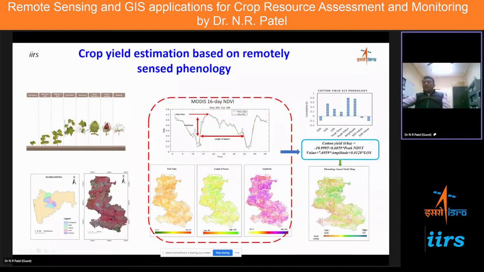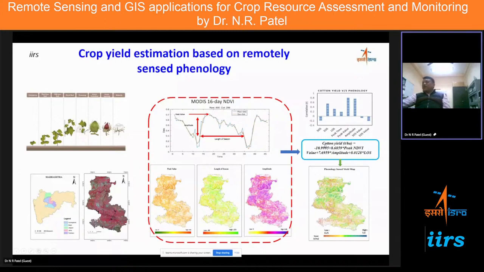So here you see, this is the start of growth. Emergence will take place. The crop reaches the peak growth stage. This is an NDVI curve, weekly, for the whole year. So here you see, this is the start. Then the crop reaches the peak growth stage. Then the crop starts maturing, senescence, and it is almost harvested. So this is called the length of growing season. This is the peak NDVI, then peak time, then this is the amplitude. So these are the different phenological parameters. These phenological parameters are derived and related with the crop yield to get the crop yield model.